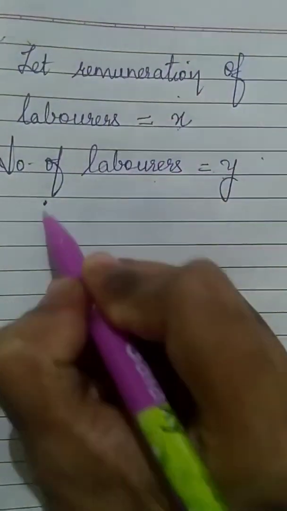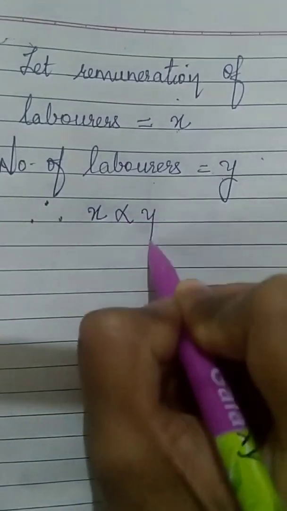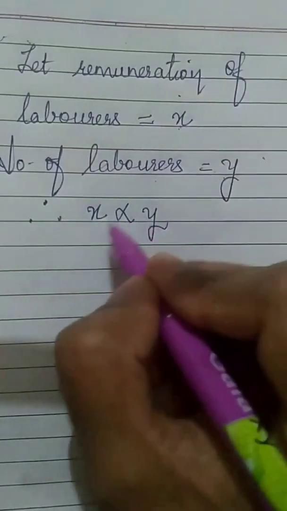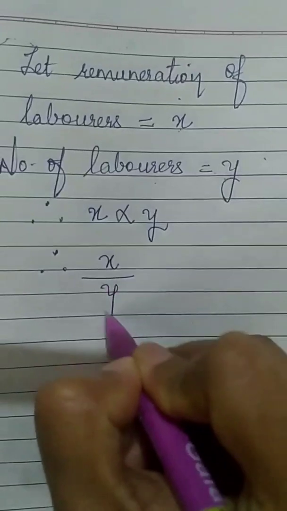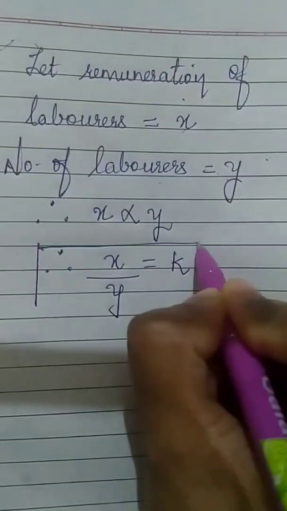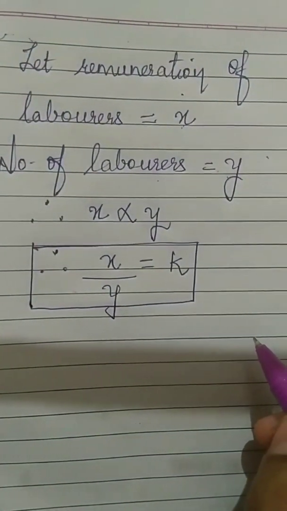So how will I write? Therefore, X varies directly to Y. If it is direct variation, I will divide. D for direct, D for divide. X upon Y will be a constant. Tada, put it in a box. Very important part of the sum.